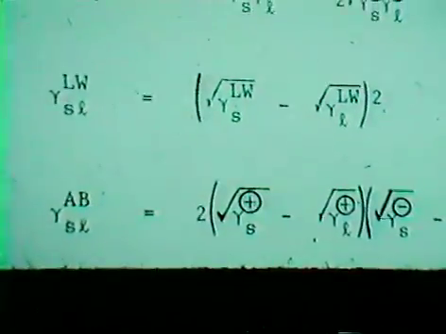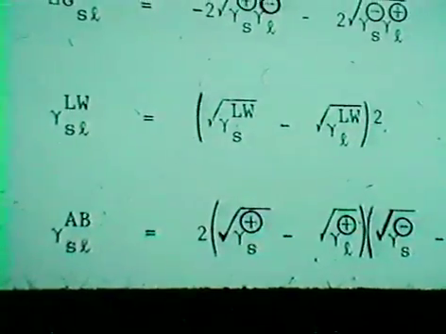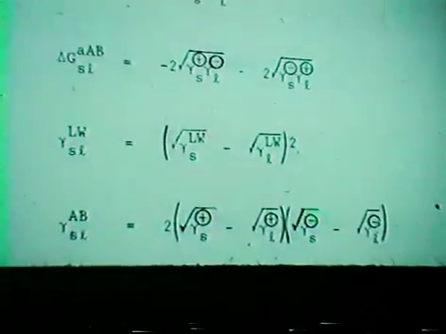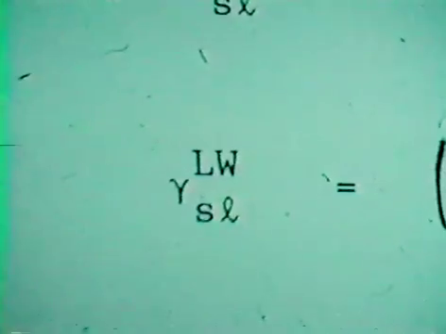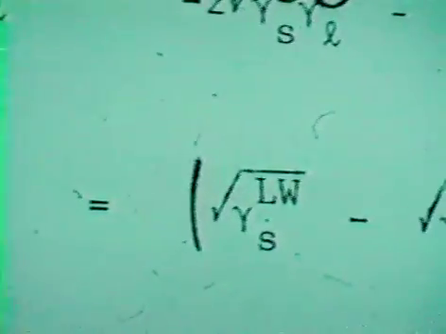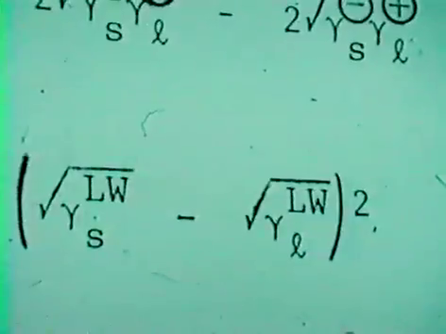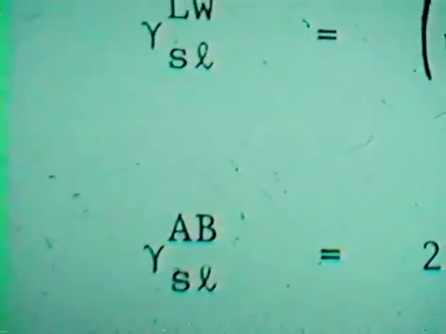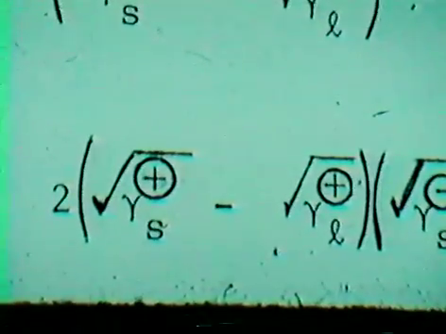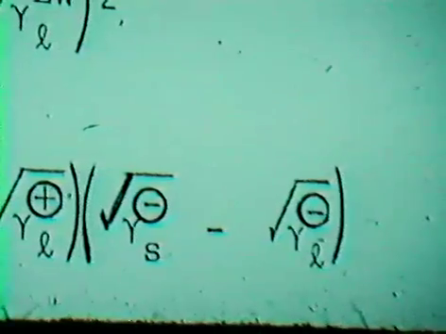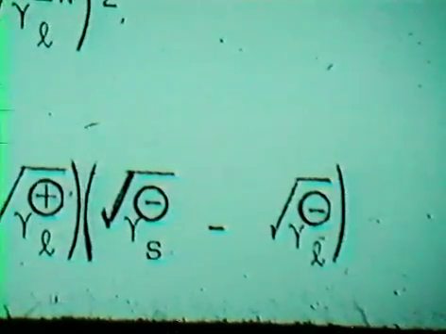And then the LW component, the geometric mean component, the first equation up there, gets interpreted in terms of surface free energy as the difference between two square root terms, the difference squared. The acid-base term is the product of two difference terms: the square root of gamma S plus minus the square root of gamma L plus, times the corresponding thing in the minus.